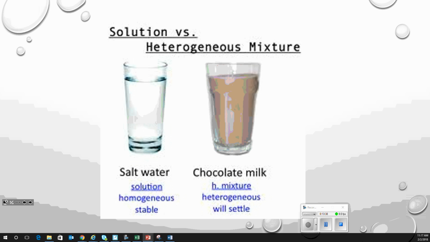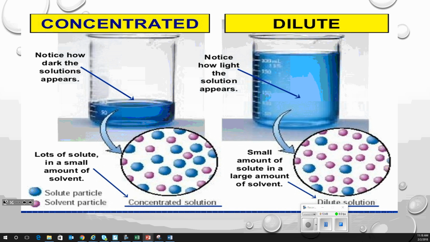When things separate out, you're going to have a suspension. So heterogeneous mixtures are suspensions. We also have some other words that we need to work with. A heterogeneous mixture is different throughout, and it is a suspension. Concentrated versus dilute. Concentrated, you're going to have a lot of stuff in a little bit of liquid. Dilute, you're going to have a little bit of stuff in a lot of liquid.